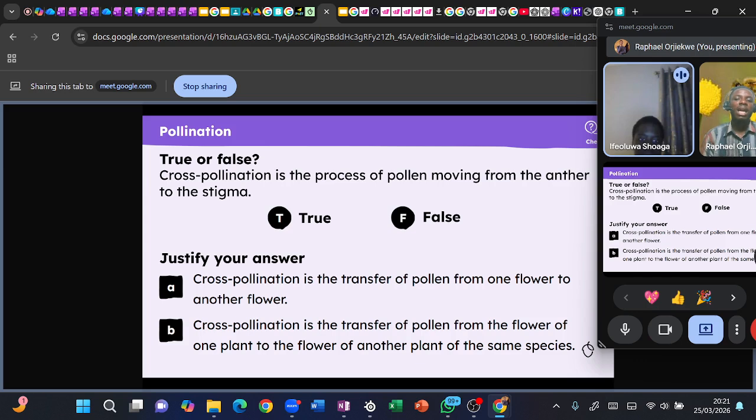A. Cross-pollination is the transfer of pollen from one flower to another flower. Well, that may be right, but let's find out if it's truly right, if it's truly appropriate or the most accurate answer. My answer, I would say, is false. And why is it false? It's because it's not just moving from anther to the stigma. It's because cross pollination is the transfer of pollen from the flower of one plant to the flower of another plant of the same species. So B is the answer, justifying why I chose false.